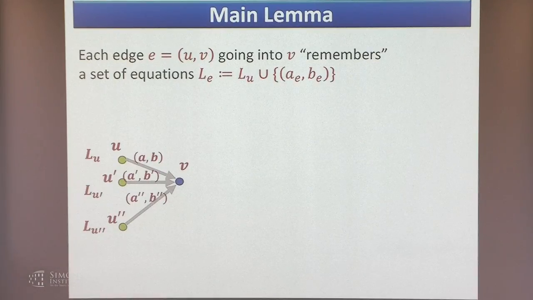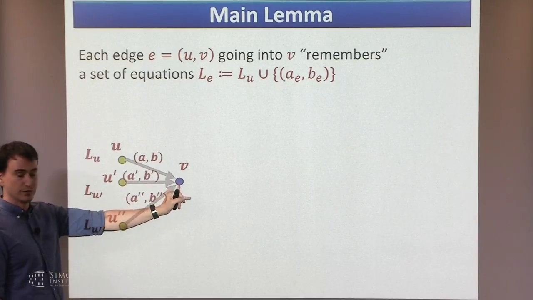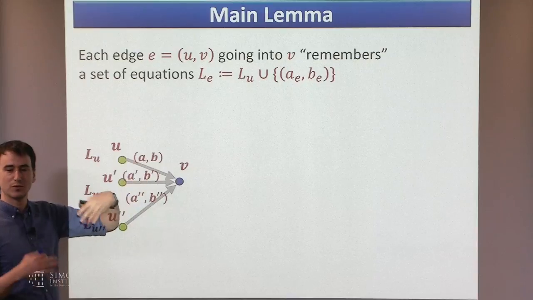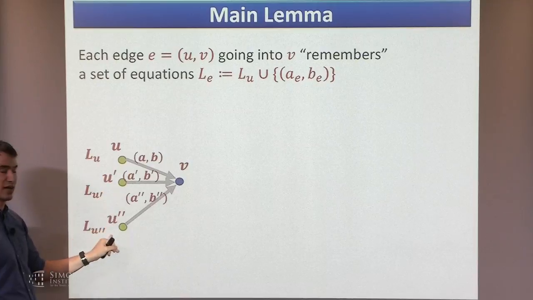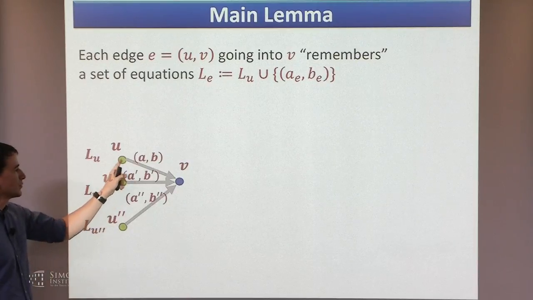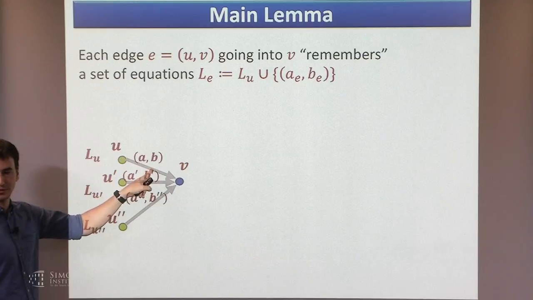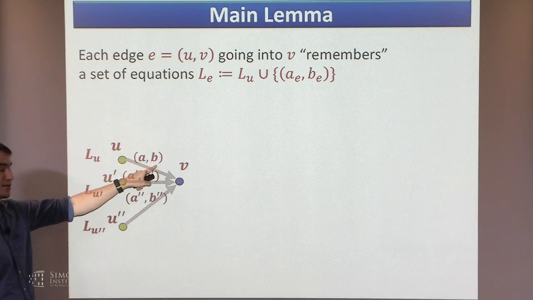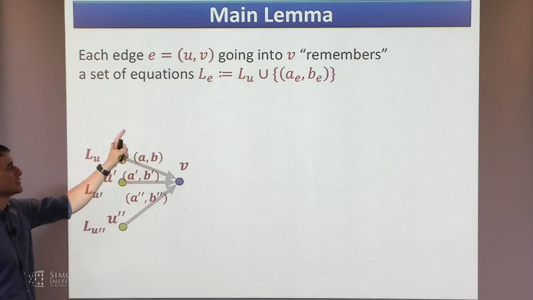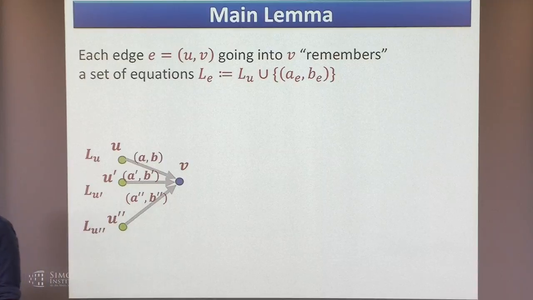So what is the situation that we are at? Recall that we want that the condition of reaching v would be close to uniform over all possible solutions to a system of linear equations. We know it for each of the incoming vertices. And I claim that we also know it for the edges. So let's say that I condition on the fact that I pass through this edge. What do I know about x? I know that it satisfies the equations in u, and I know that it satisfies the equation on the edge. So I know that it satisfies this system of equations, L_u union the equation on the edge. Other than that, it's completely uniform.